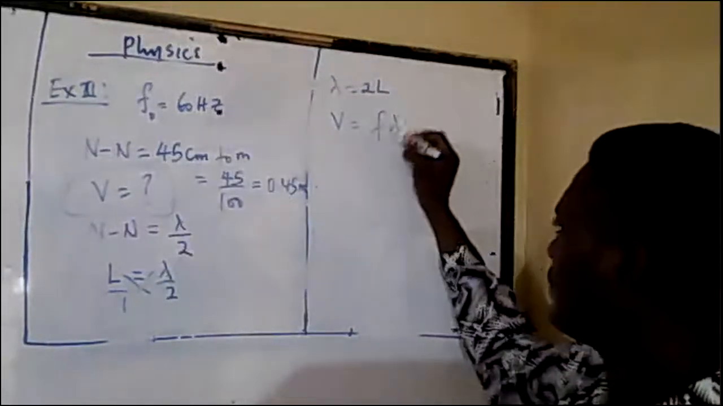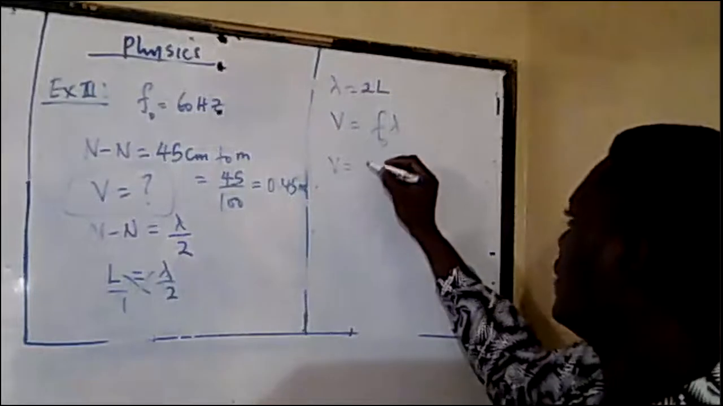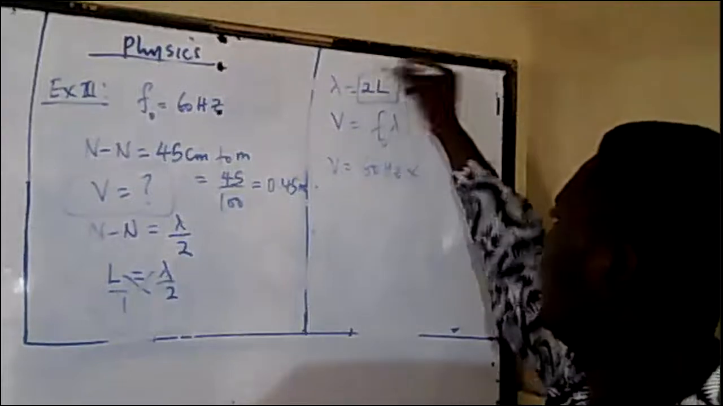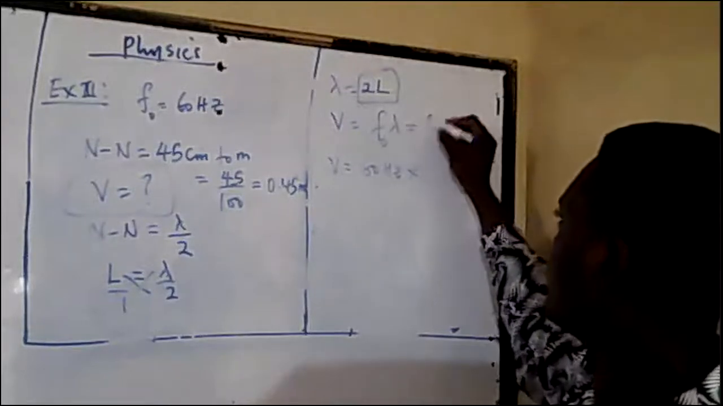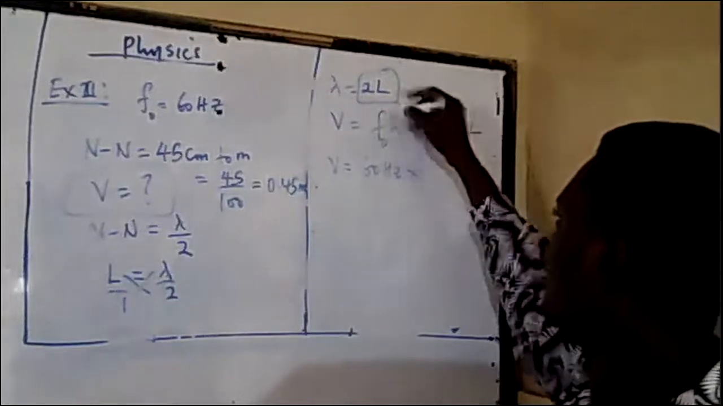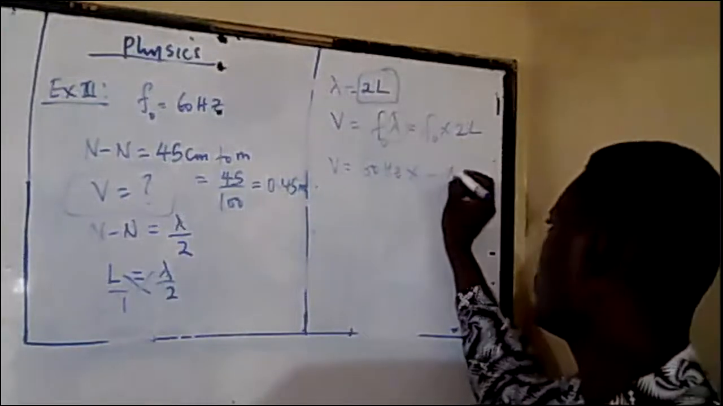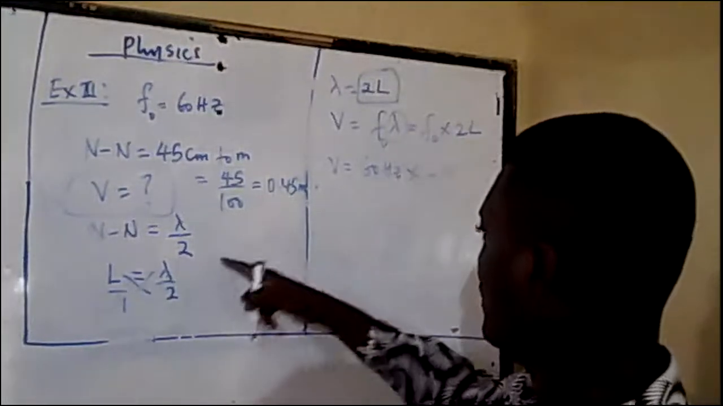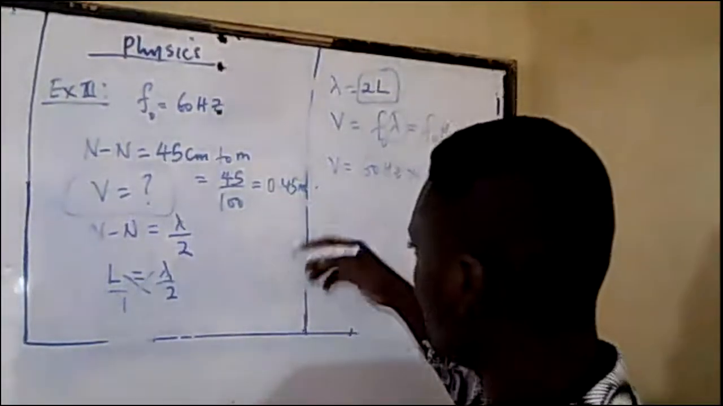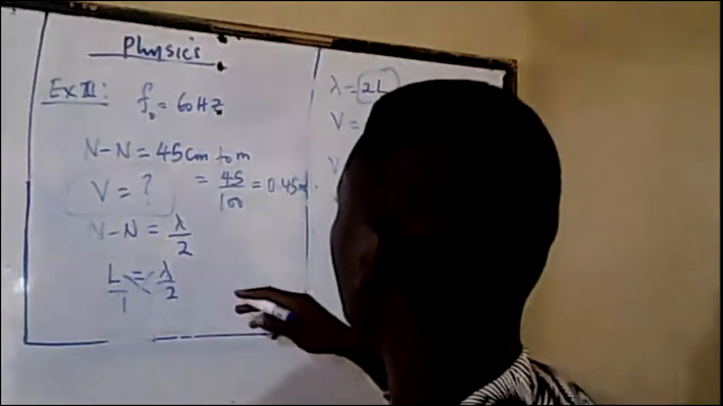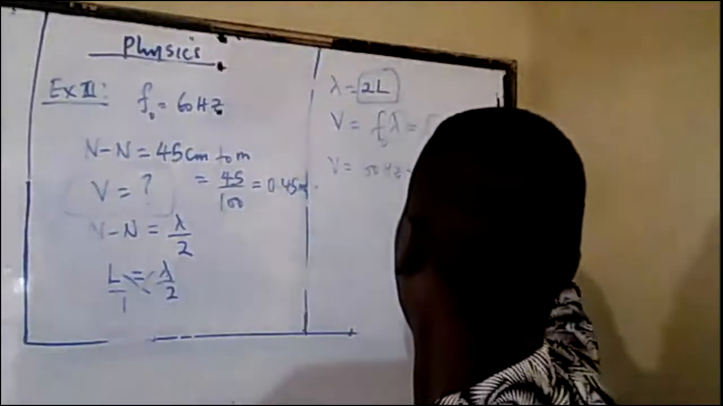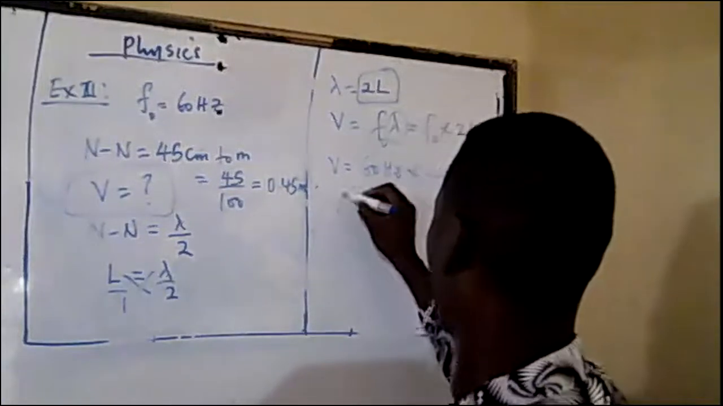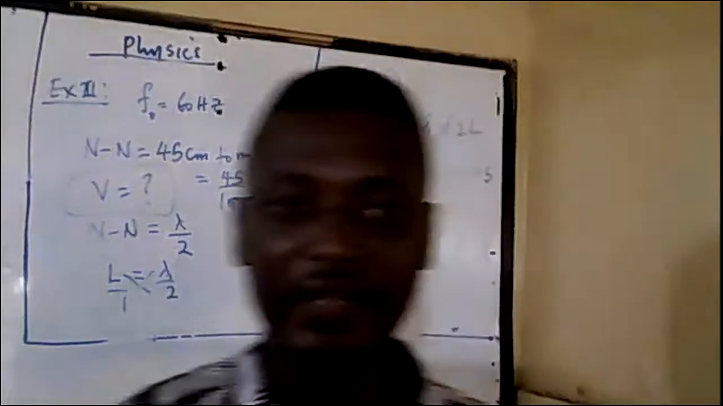And they've given us the fundamental frequency already. So V is equal to, what's the F there? 60 Hz times the lambda, which is 2L. So we can also say that this is the same thing as F0 times 2L, because already we said that lambda is 2L. So that's 2 times the L that was given to us. What's the length now given to us? Two times 0.45. So when you multiply, you get your final answer.